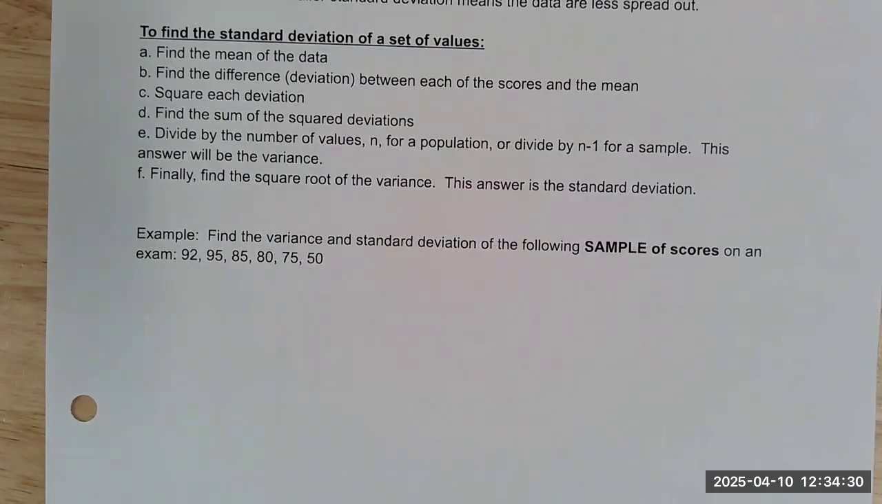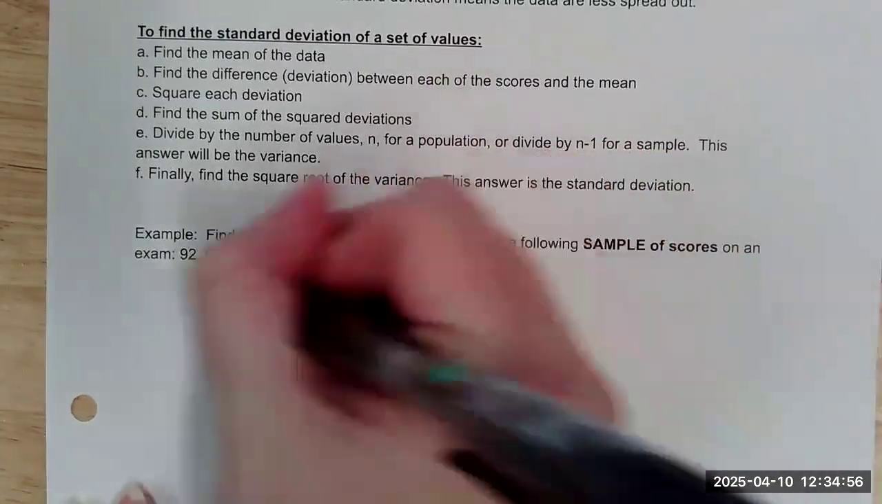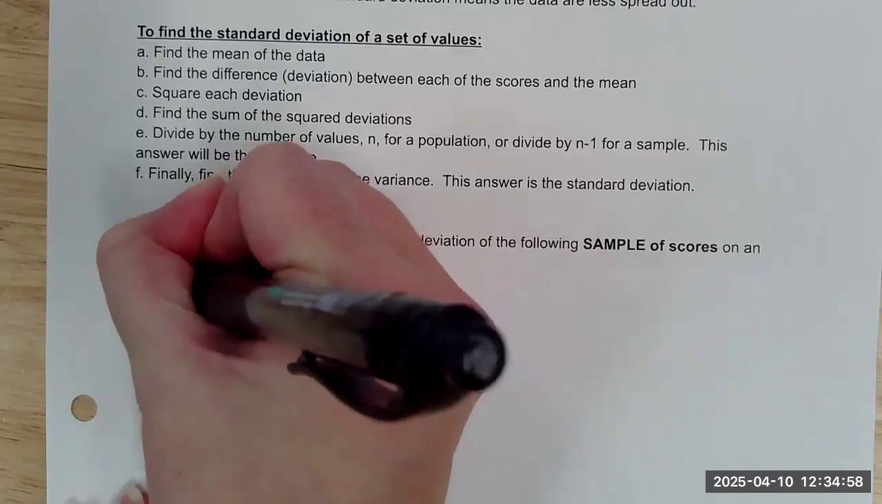We're going to need the mean. So let's calculate the mean. I'm going to be lazy. We don't have to do it by hand. 92 plus 95 plus 85 plus 80 plus 75 plus 50. All right, I got 477. Did anybody else get 477? Good. All right.